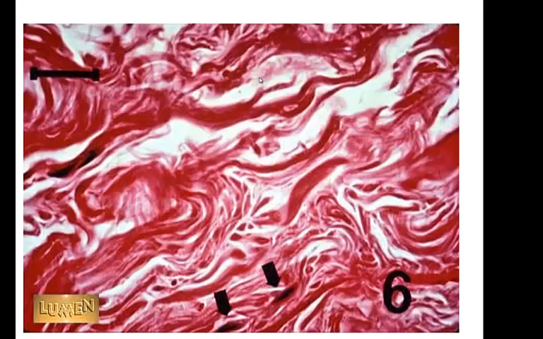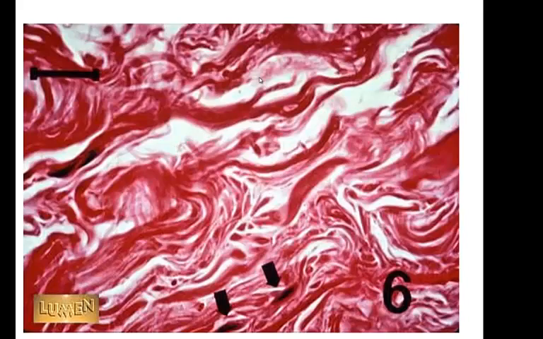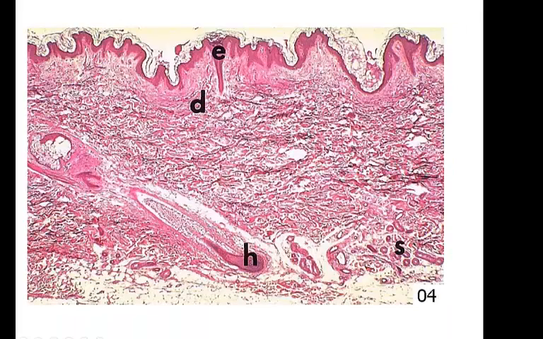tissue. Here's another picture of that. So this is far away, and if we want to look at it up close, all of these are just collagen fibers swishing around in different directions. And here are the nuclei of those fibroblasts that make the collagen fibers. So this is magnified at one level. Here's up close, and here is very far away.